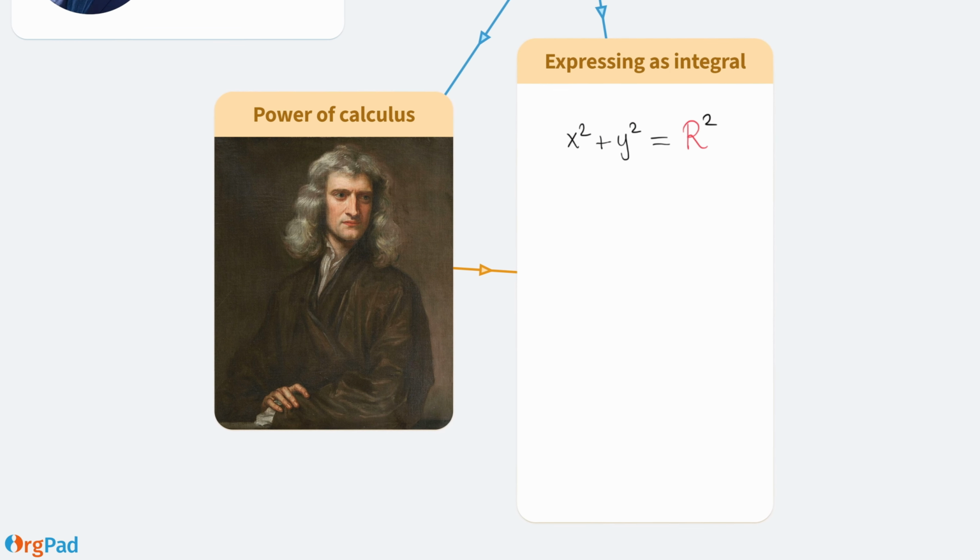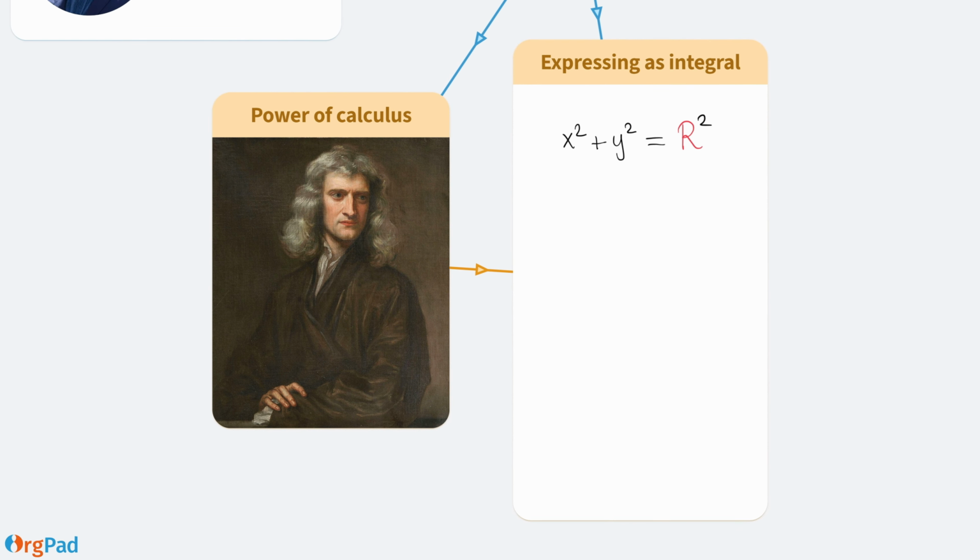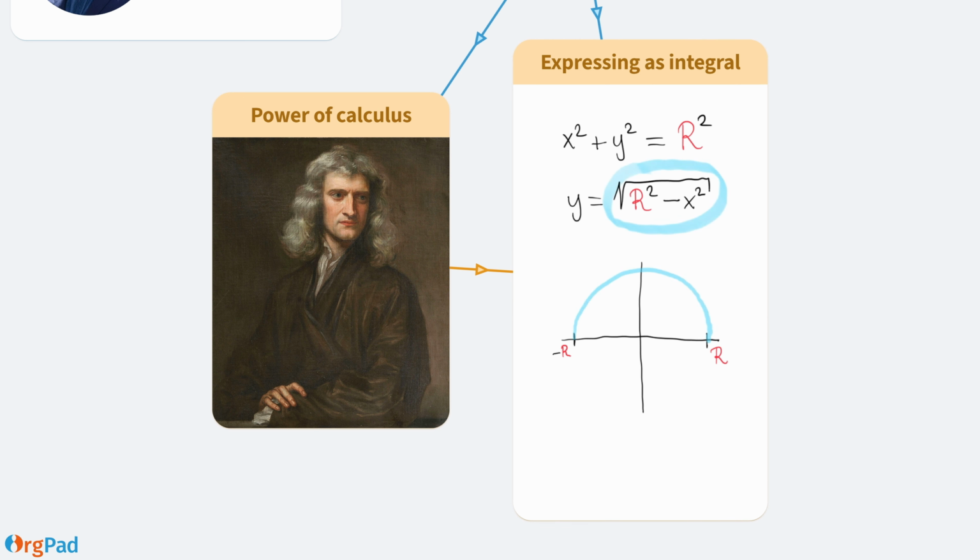All points on a circle are described by the equation x squared plus y squared is equal to r squared. We can express y as the square root of r squared minus x squared. When plotting this graph from minus r to r, it forms the upper half circle with radius r.